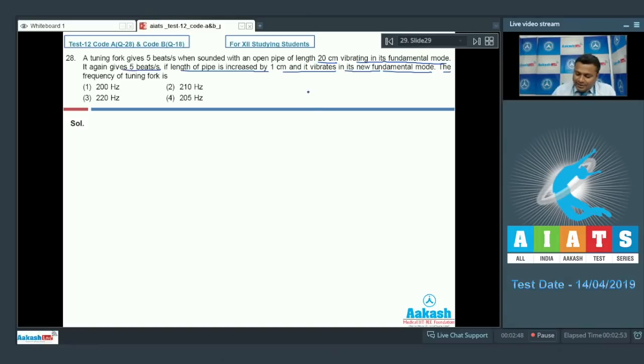Now we know very well beat frequency N2 minus N1 will be given by N, where N is beat frequency. So the frequency of tuning fork is suppose N, so this N dash can be written either N plus 5 or N minus 5.